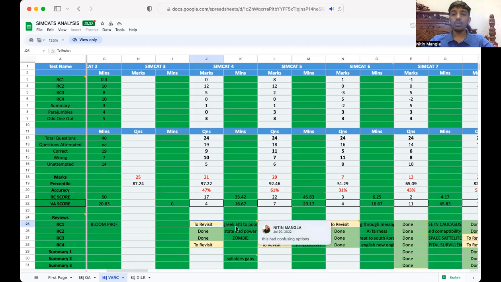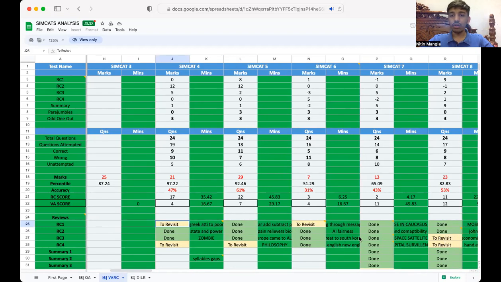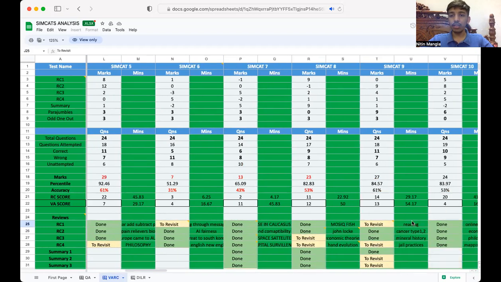And I used to write it down, as you can see here. So I had written this comment: this had confusing options. This had very close options according to me, and I worked on eliminating, understanding the closeness between the options and how I can eliminate that particular option. And again, philosophy, English, AI fairness. These are all topics that came in SimCATs, and mostly fish. Not fish, but an acquiring passage came in my set, also in my actual CAT.